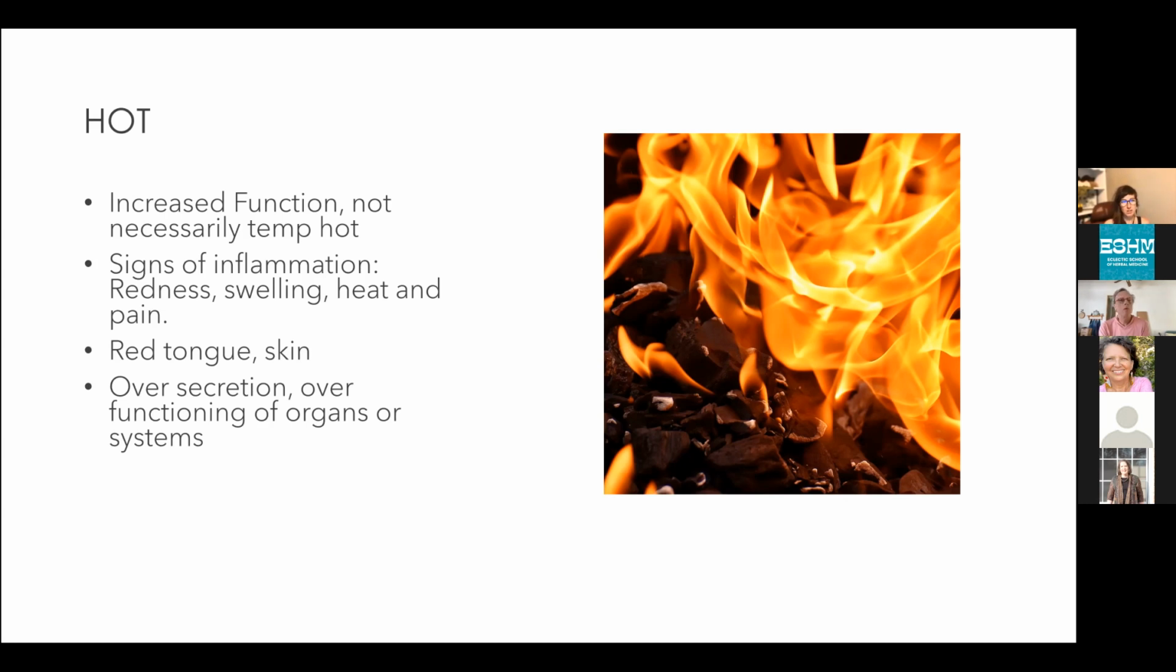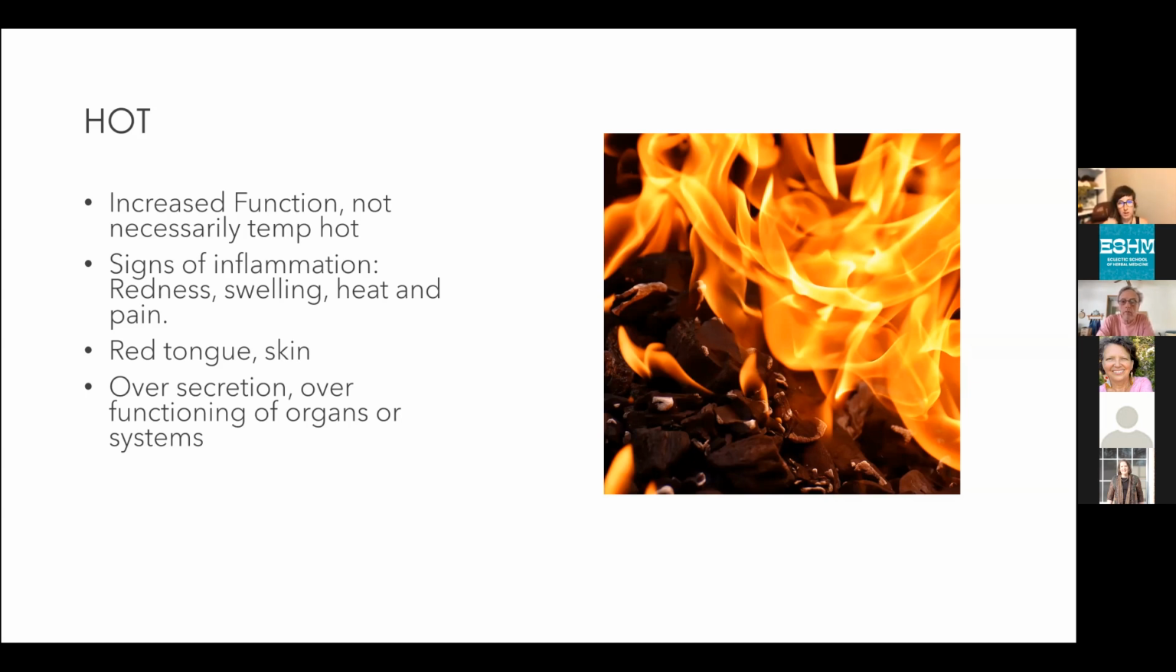You're often going to see, if you look at someone's tongue, that their tongue is red. Their skin can also have a redness or a pinkness to it. Oftentimes it looks ruddy, so kind of an uneven mottled red or pink. You can sometimes see over secretion or over functioning of organs or systems. So this is when we're thinking about something like an acute allergy attack, a bee sting, in the moment that it's happening, when things start to swell. An acute injury, you twist your ankle, it starts to swell and it's red. That's an issue of heat. Fever is an issue of heat.